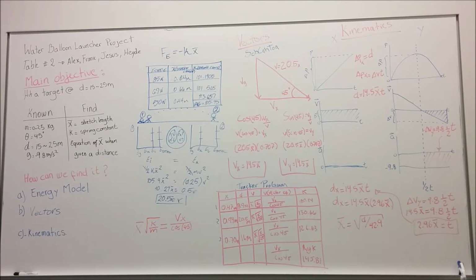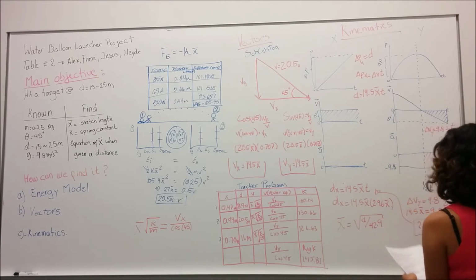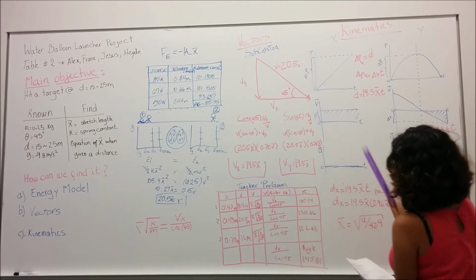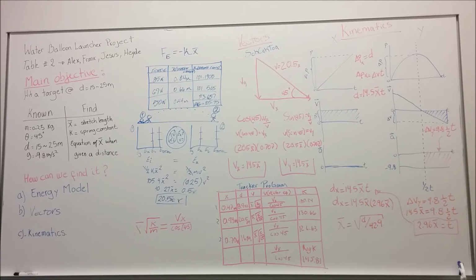This will give us a constant velocity, which we know is positive from the vector method and is equivalent to 14.5 times the stretch length. We know that the area under the velocity graph is equal to base times height, which will be time times velocity. So if delta x equals distance, and delta x also equals 14.5 times the stretch length times time, then distance equals 14.5 times the stretch length times time.